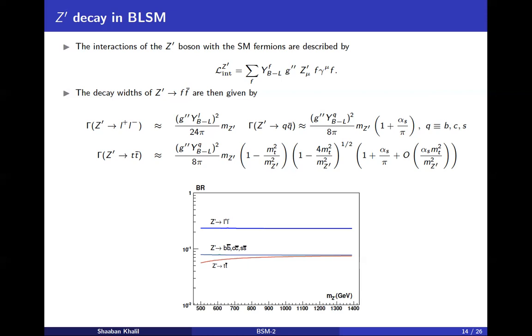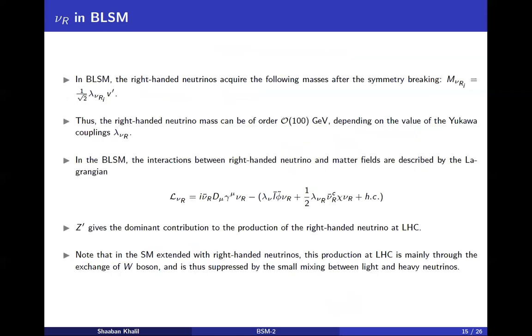So Z prime to L plus L minus has a larger cross section and branching ratio than to quarks. Also, if one of the right-handed neutrinos is not very heavy, and Z prime is 2 TeV, 3 TeV, and right-handed neutrino 500 GeV or so, Z prime can decay to right-handed neutrino, and this will be even larger. This is interesting because people at the LHC are also looking for right-handed neutrino in the BLSSM we discussed, and we showed that we can have some mixing. I repeat again the Lagrangian and the masses and all this stuff.